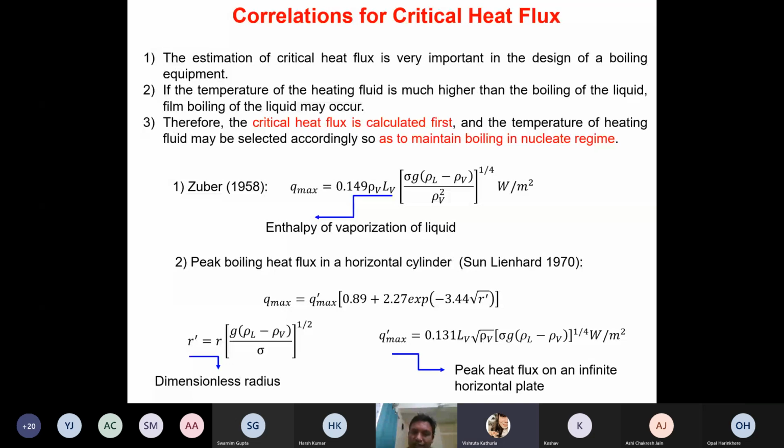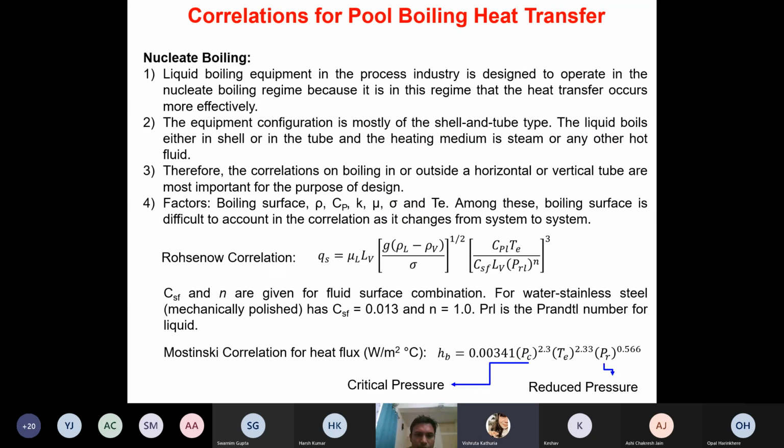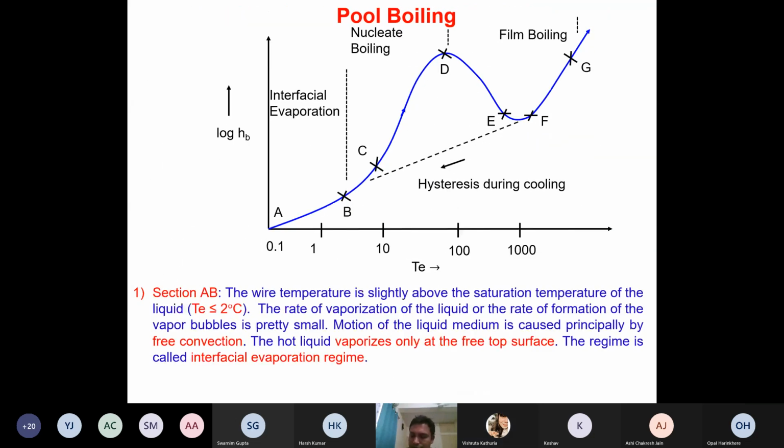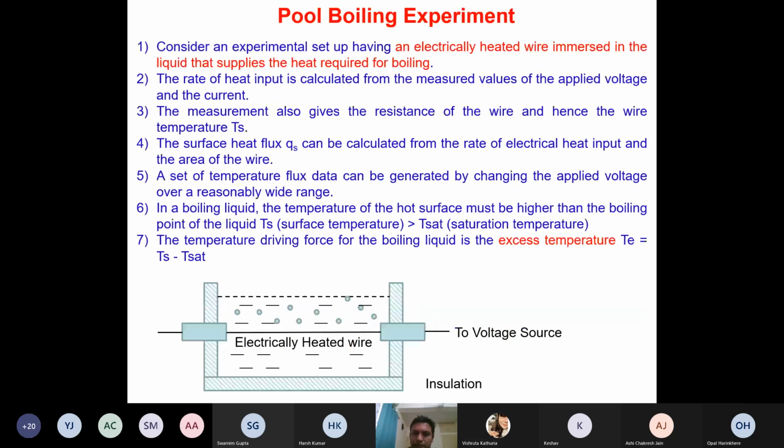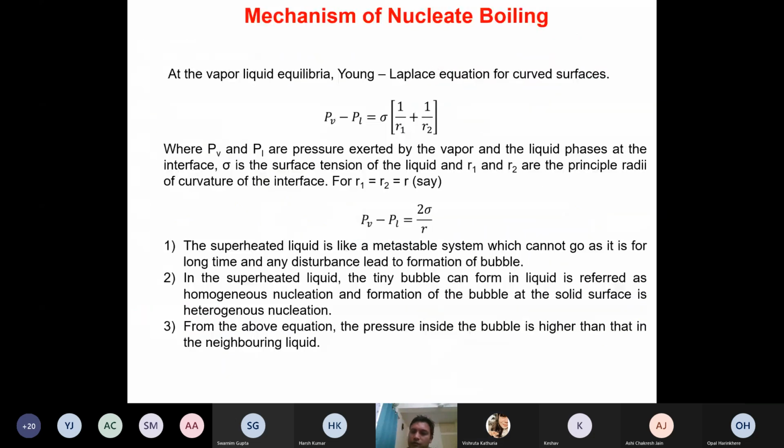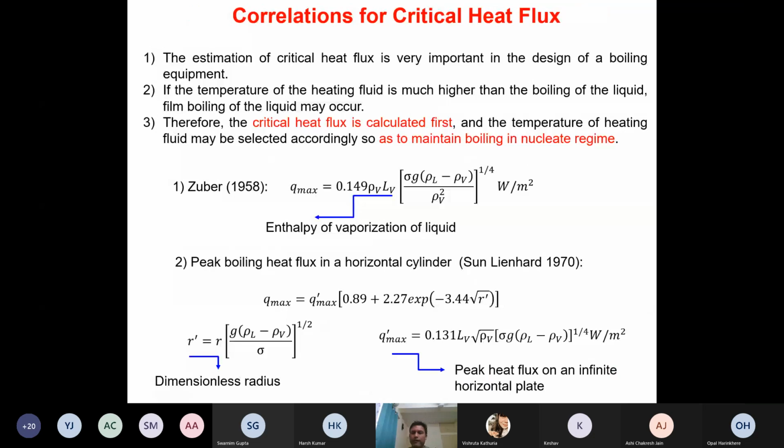Yes, sir. So this next equation is specifically for the horizontal cylinder. The first equation given by Zuber is not specifically for any specific system. My guess is this is only for the boiling in a container, so pool boiling in a container. Okay, something which we have done here. All right, sir.